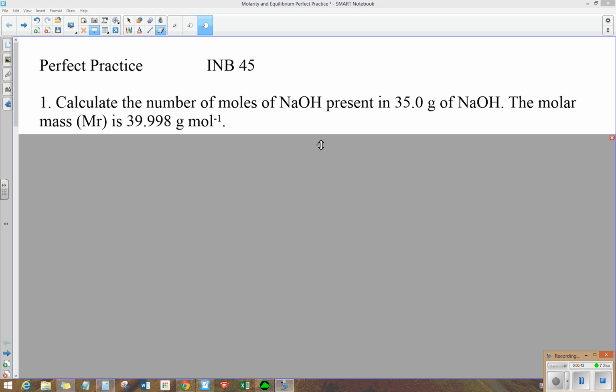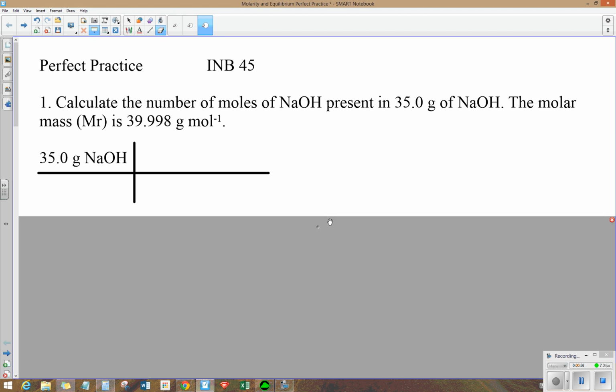All right, so problem number 1 says calculate the number of moles of sodium hydroxide present in 35.0 grams of sodium hydroxide. The molar mass is 39.998 grams per mole. So this is a simple one-step conversion problem. You want to set up using our standard dimensional analysis chart here. This gives you the fraction.